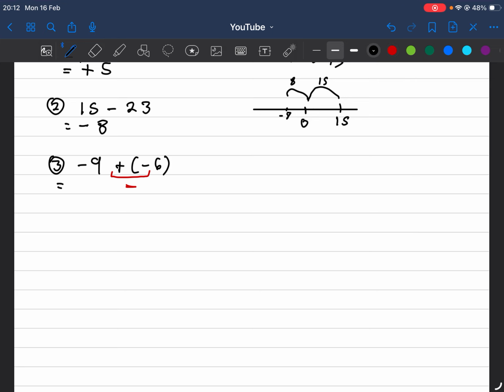So this positive and this negative will give us a negative. Now remember, we're only going to change one thing at a time. So I change those signs into one. Let's bring the rest of our sum down. So now we have negative 9 minus 6, number line time. Starting at negative 9, I'll just have to jump 6 to the left, which will give me negative 15. And so my answer is going to be negative 15.